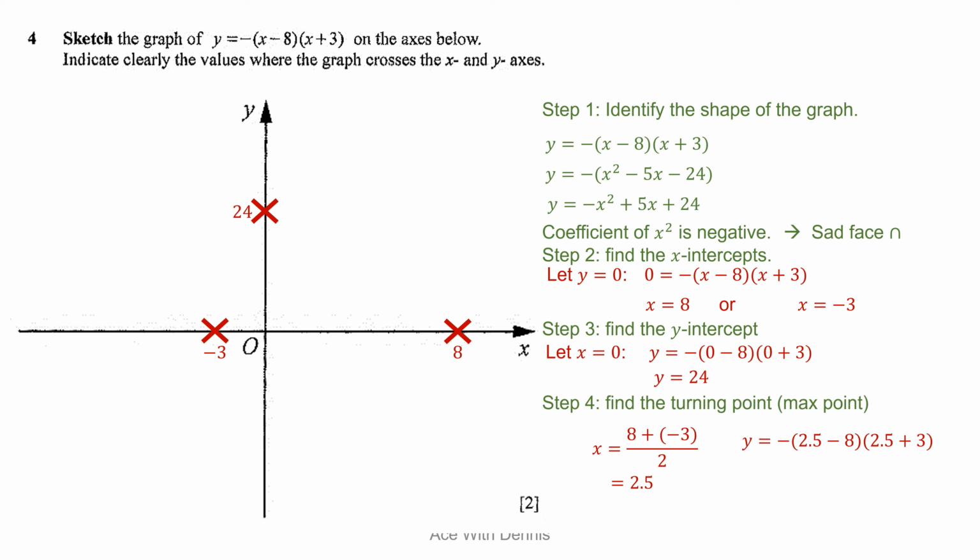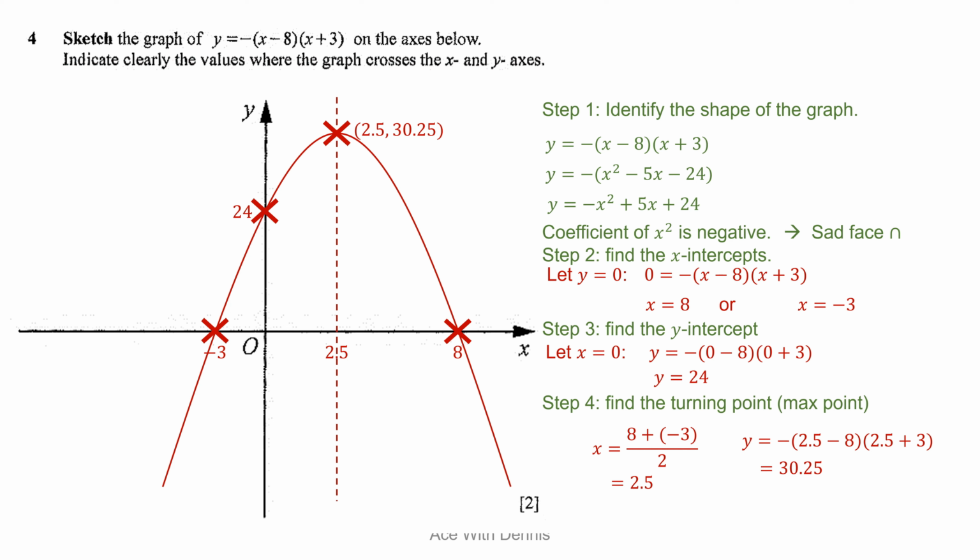Then we find the y-coordinate of the turning point by substituting x equals 2.5 into the given quadratic equation. We get y equals negative bracket 2.5 minus 8 times 2.5 plus 3. We calculate and get 30.25. So here is the maximum point with the coordinates 2.5, 30.25. This is the line of symmetry at 2.5. Then we join all these points together, and we can get the sketch of the graph of y equals negative bracket x minus 8 times x plus 3.